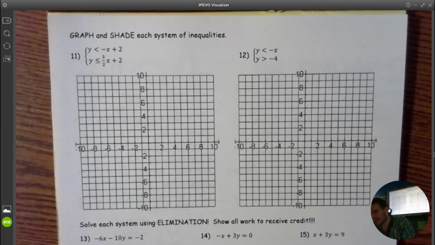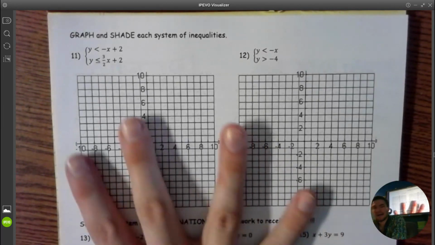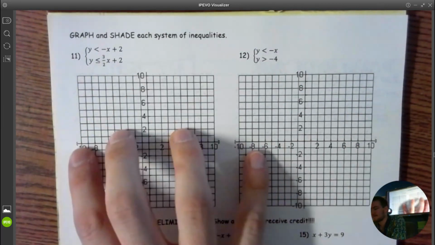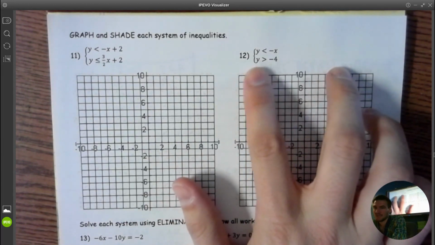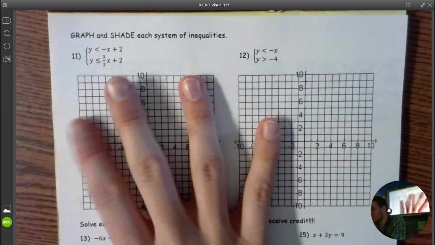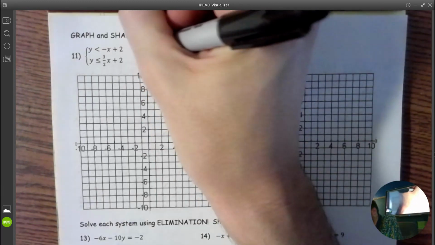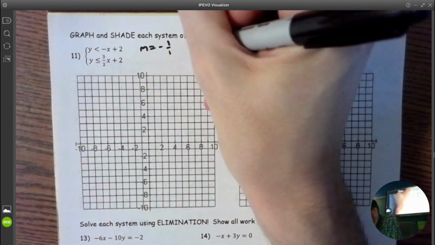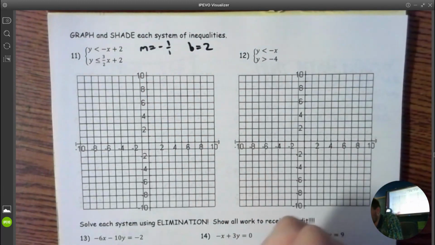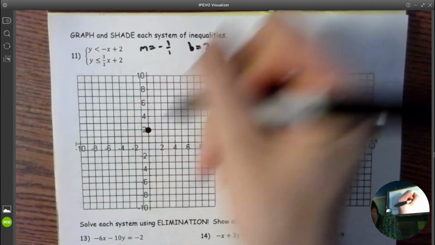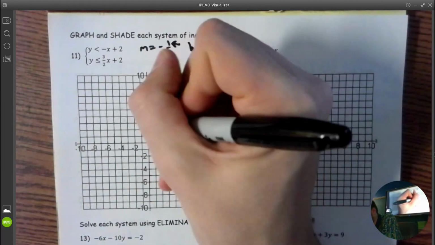We've got a couple questions on here at the top. This might look like a lot of work. Number 12 is going to be a pretty easy question. Number 11 also, I mean, it's not that bad. Again, for this one, we don't really have a lot of room to do our m's and b's, so got to be a little bit careful. Positive 2, I'm going left because it's negative.